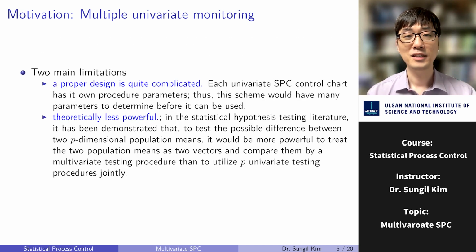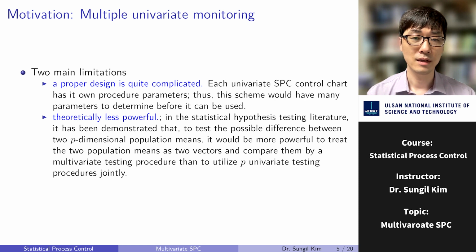Two major limitations have been reported in the literature for the use of multiple univariate monitoring charts for multivariate processes. First one is that a proper design is quite complicated. Each univariate SPC control chart has its own procedure parameters. Thus, this would have many parameters to determine before it can be used.